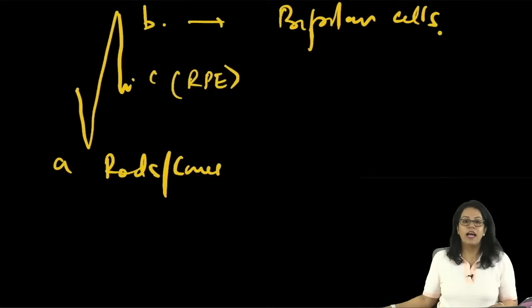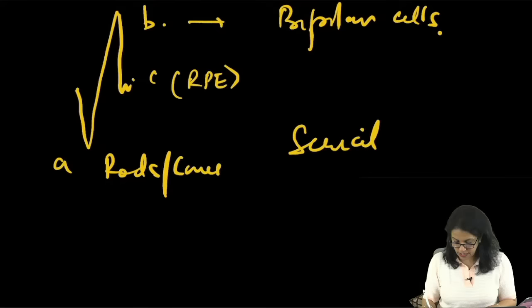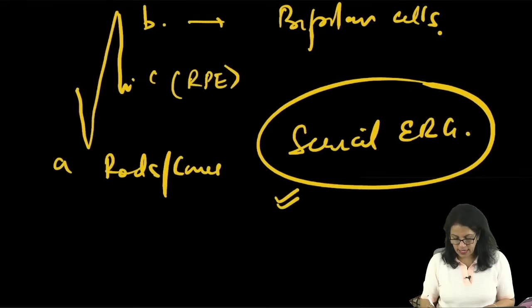Acha, ek aur question hai, which is also your AIIMS question only, where they have asked how do you monitor siderosis? We go for a serial electroretinogram. I have discussed this in the earlier session as well. We will not forget that. Because it affects iron in the eye, it will affect the B wave. We are mainly looking at the B wave.